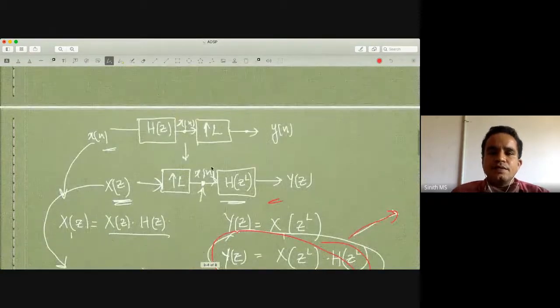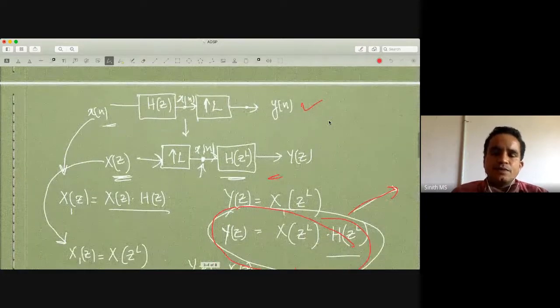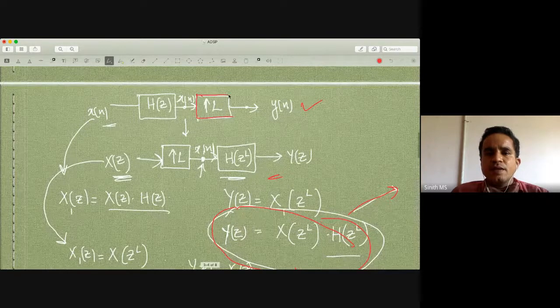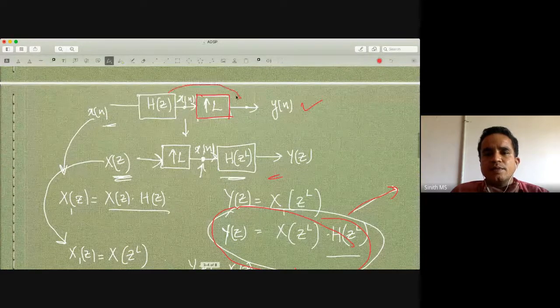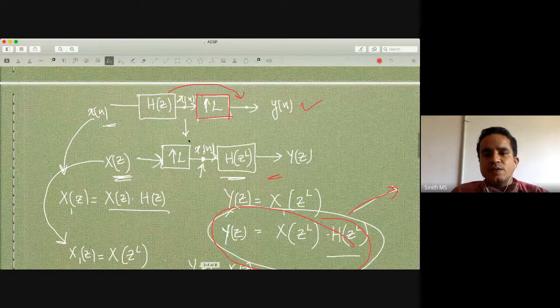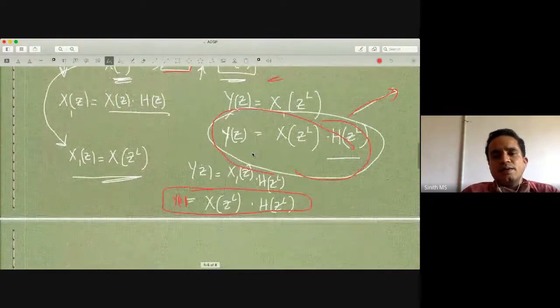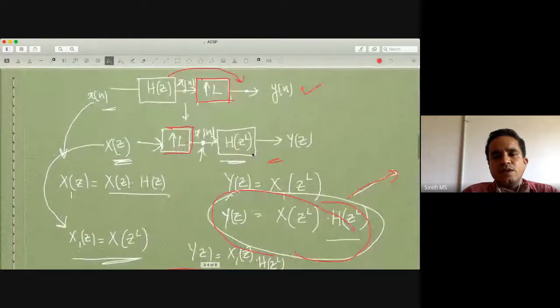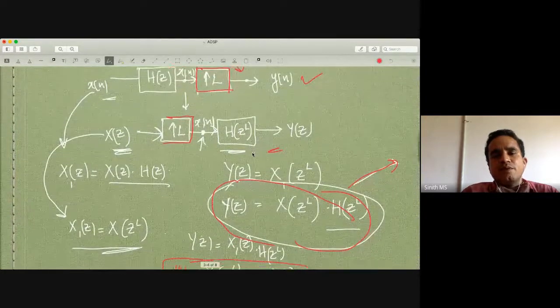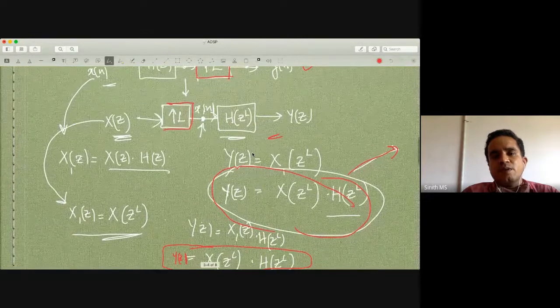That is this case. Both are same. So what you understand from this is that whenever you have an upsampler and you have a filter, then this filter can be taken to this side by just replacing z with z raised to L. So it becomes H(z) raised to L. So upsampler followed by H(z) raised to L. So I hope that it is clear to all of you how to take a filter from one side of an upsampler or downsampler to the other side.